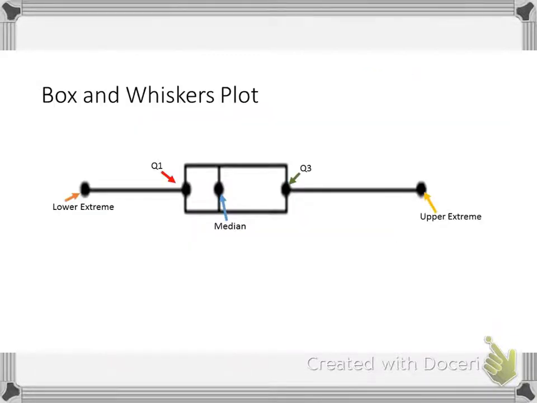Okay, so here's a box and whiskers plot. Usually it's on a number line, but I drew this just to tell you what every part is. Your lower extreme is your first dot. Your upper extreme is your other dot. It makes the whiskers. Your box is made by Q1 and Q3, and the line in the middle of the box is made by the median. So that's what we're going to talk about today, is how to make a box and whiskers plot.